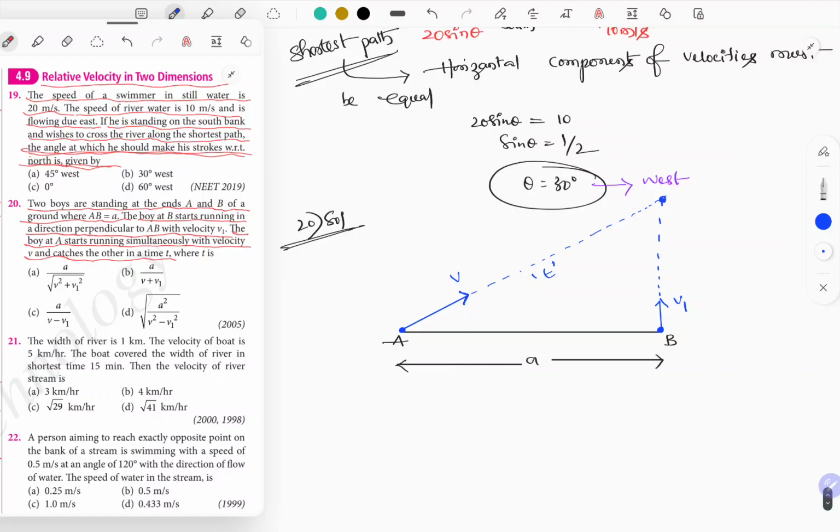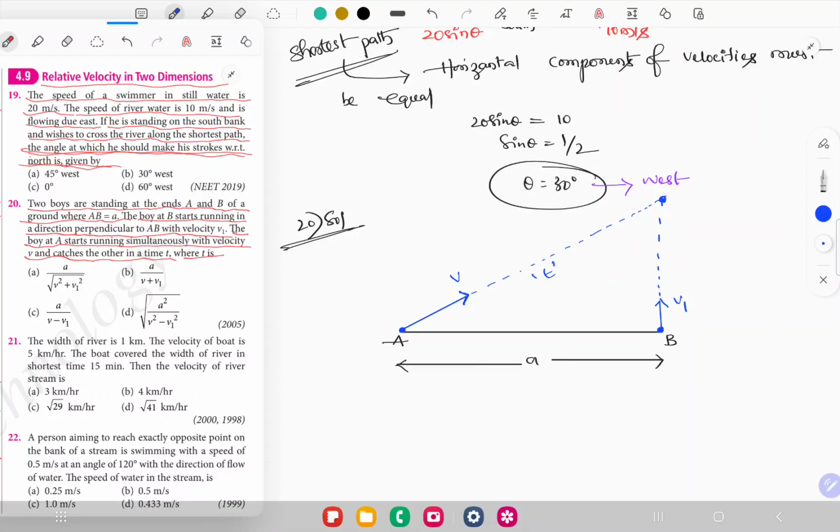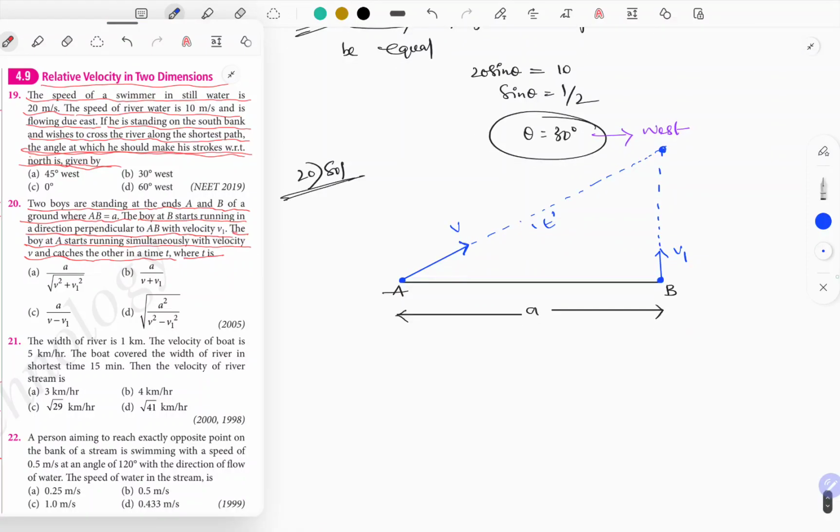Now, what's the question they are asking? We have to find out t. And one more thing they have given, the velocity. The boy at A starts running simultaneously with a velocity v and catches the other at a time t, where d is the distance of separation. Okay, let's try.